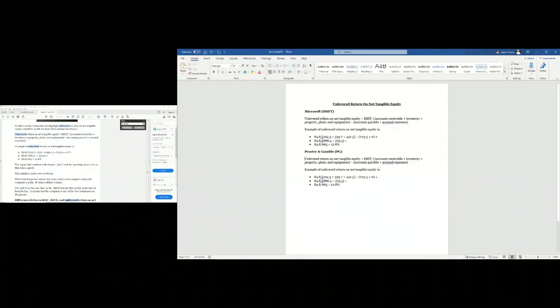Okay, so unlevered return on net tangible equity equals EBIT, which is operating profit, divided by, in parentheses, accounts receivable plus inventory plus PP&E, minus, in parentheses, accounts payable plus accrued expenses.